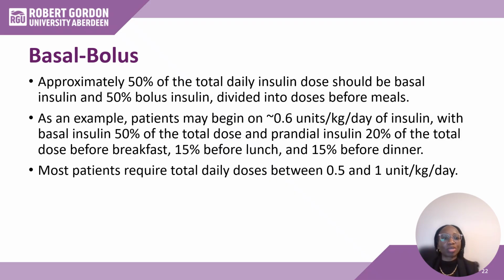Again, this is how it will be calculated. So you have the 50% as the basal, and then the boluses are calculated with the rest of the 50%. As I mentioned, the breakfast one will be given a higher weight, so that's the 20%, and then we'll have 15% before lunch and 15% before dinner. So that is the typical dose for patients. So again, important here, we'll have to know the weight of our patient before we're able to dose them appropriately.